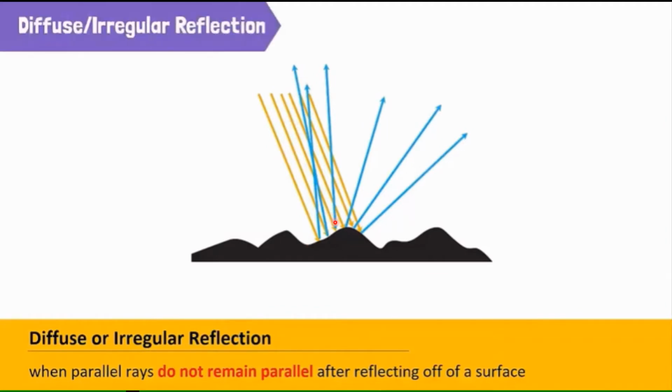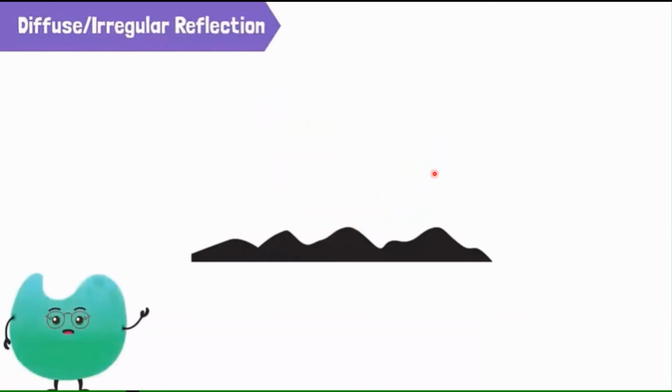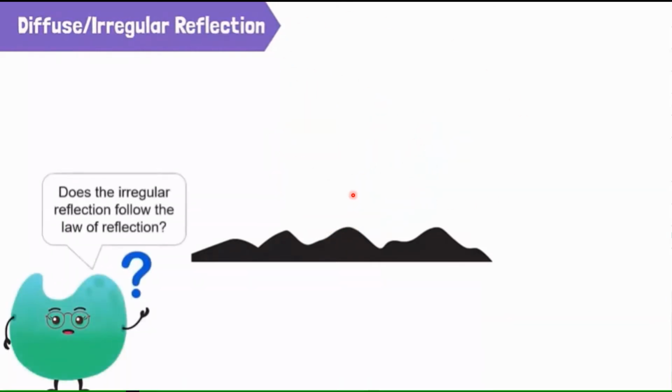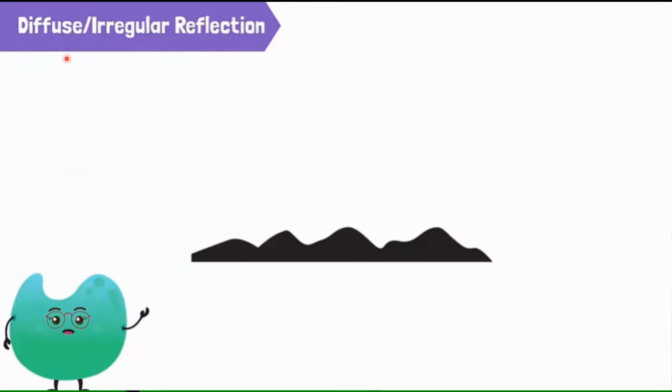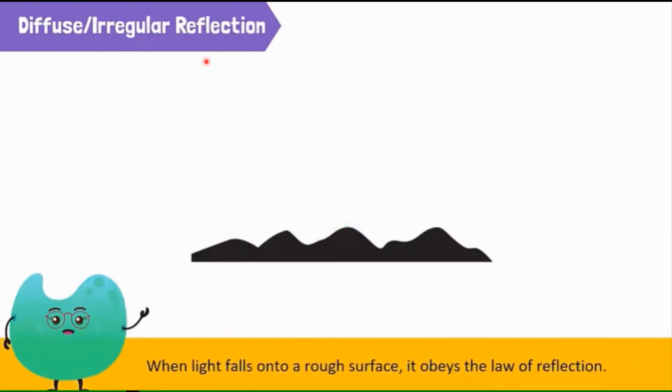A parallel beam of light comes and hits the rough surface, and here you can clearly see that the rays of the reflected light beam are not parallel to each other. This type of reflection is called diffuse reflection. Now you know the reflection of light occurs according to the laws of reflection. So the reason for this diffuse reflection is also the laws of reflection.